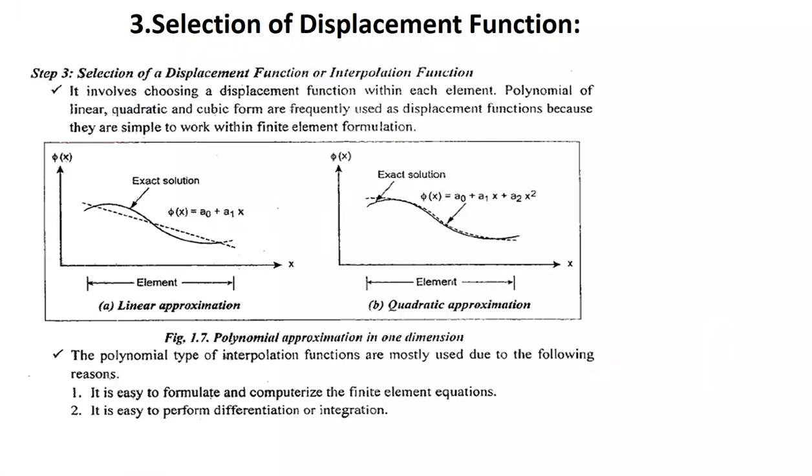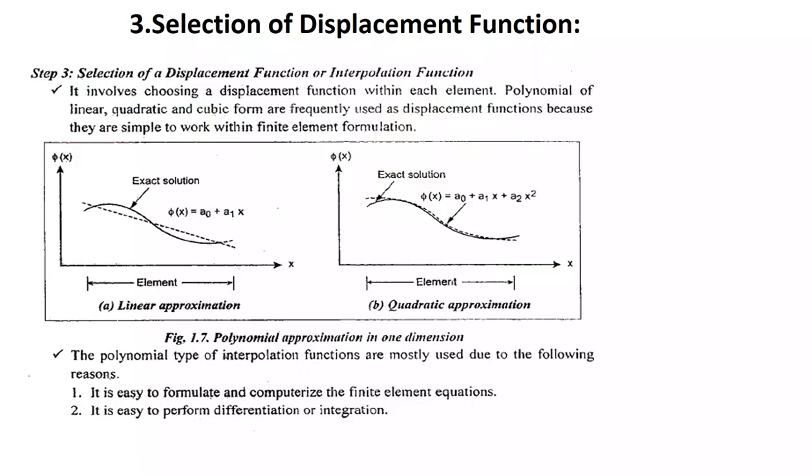Next, selection of displacement functions. Either the displacement function or the interpolation function is the major criterion to solve the problem and get accurate results. It involves choosing a displacement function for each element. Polynomials, linear, quadratic, cubic or quadrilateral, are frequently used as displacement functions because they are simple to work with in the finite element formulation.